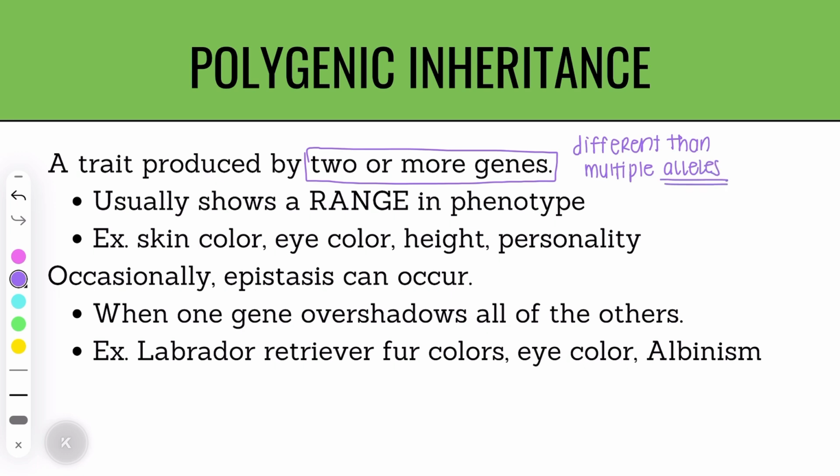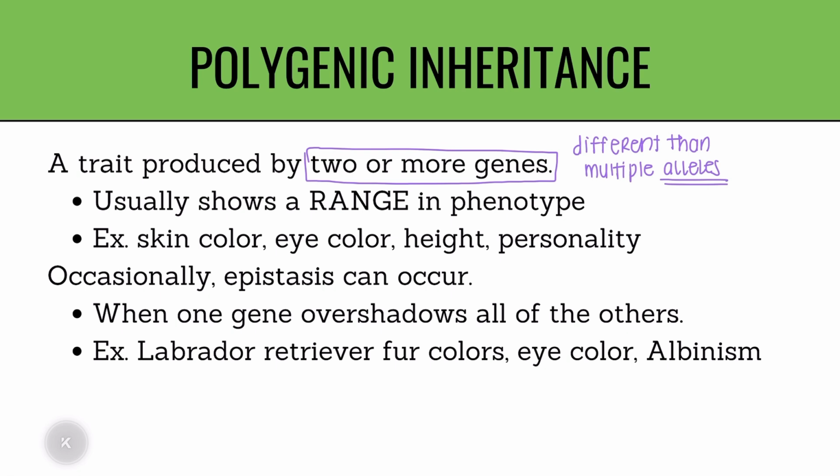Remember, alleles are versions of a gene. So that's saying that it's still fur color, but I had four options for fur color. This is saying that there's more than one gene that's controlling this. So it's going to produce a wide range of phenotypes, a huge option of different phenotypes. For example, skin color, eye color, height, personality.